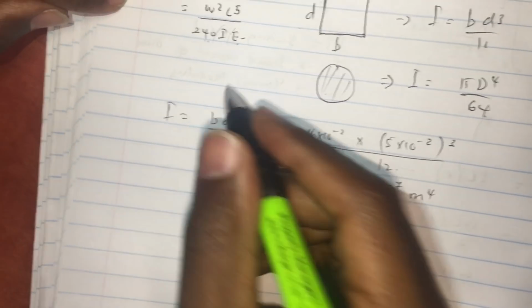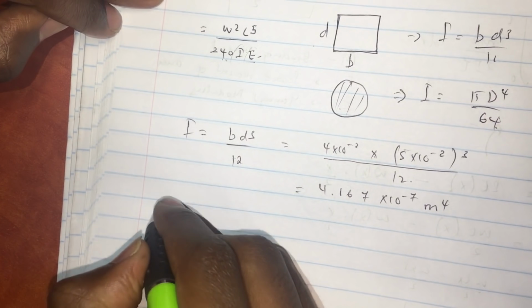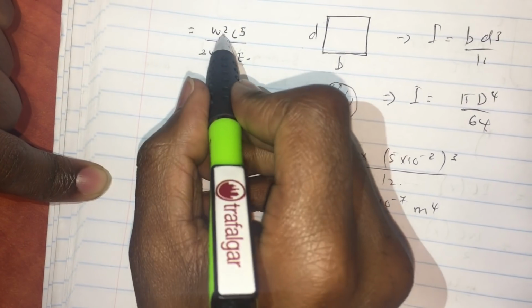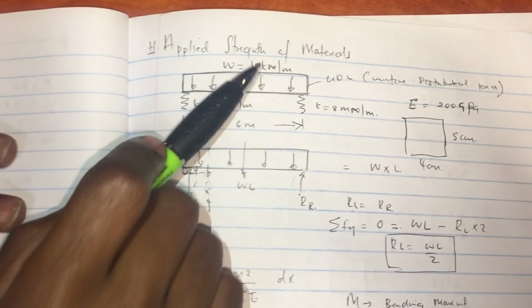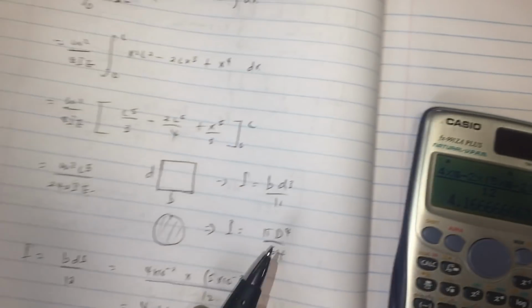So now the value of E, we have it. To find the total strain energy within our beam, it is equal to omega. Remember omega, we have it, which is 10 here. Our omega is 10 and our length is 6 meters. We just substitute the values as they are.